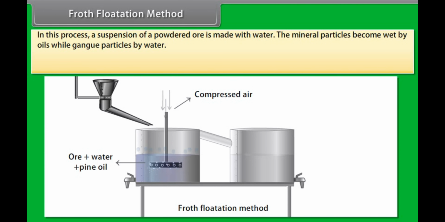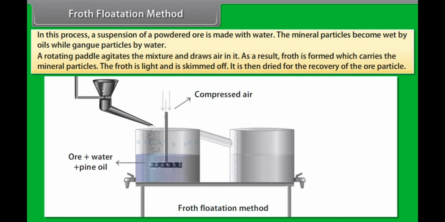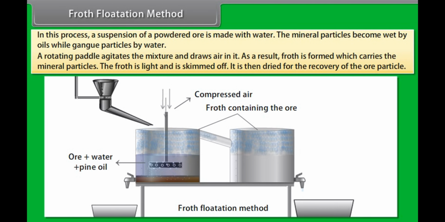The mineral particles become wet by oils while gangue particles by water. A rotating paddle agitates the mixture and draws air in it. As a result, froth is formed, which carries the mineral particles. The froth is light and is skimmed off. It is then dried for the recovery of the ore particles.